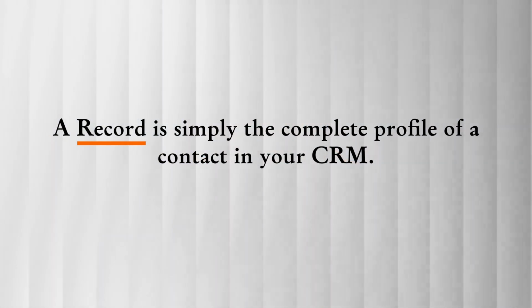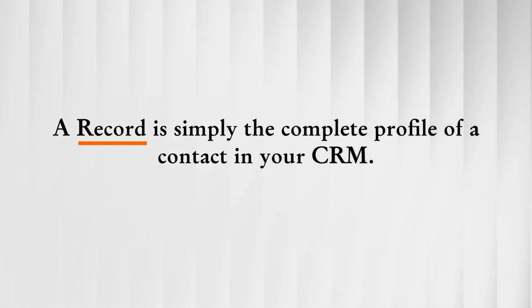Now, the profile you just created about the person in your CRM is known as a record. A record is simply the complete profile of a contact in your CRM. Since we created a record using the contact object, this record will be known as a contact record. Did you get that? I hope you did.